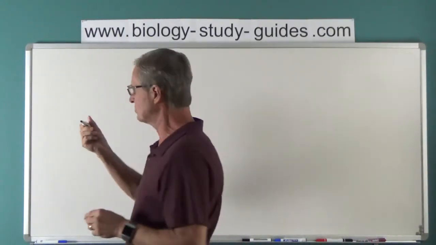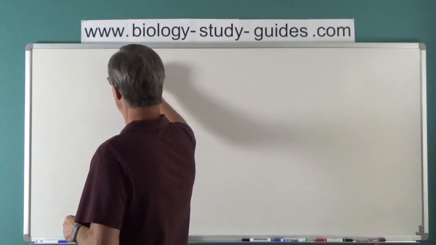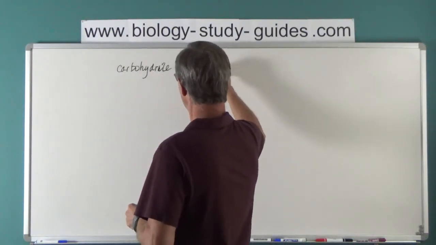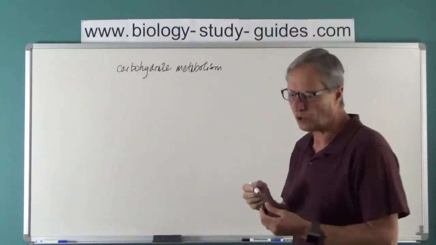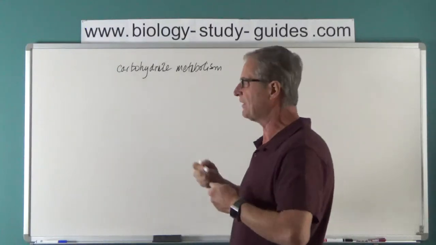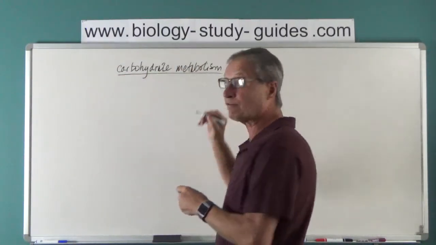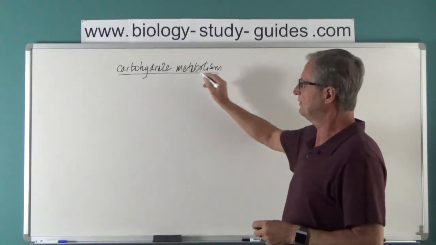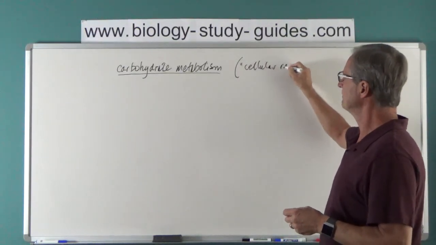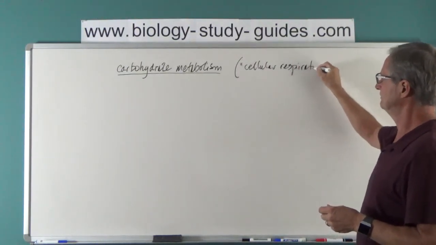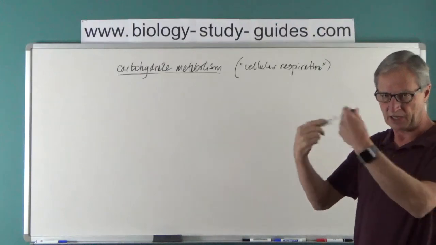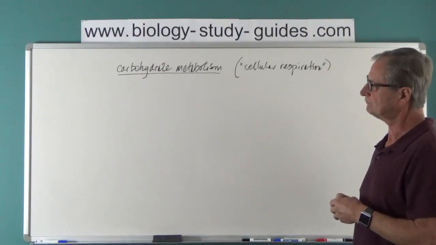So what we're really going to look at is carbohydrate metabolism. And I'm not going to get into all the minute details of what goes on all the way through these pathways, because that would take several videos, and we're not going to go that far with it. But this is what we tend to think of as cellular respiration, because that's the primary way that we get our energy out of our food sources. Carbohydrate metabolism.